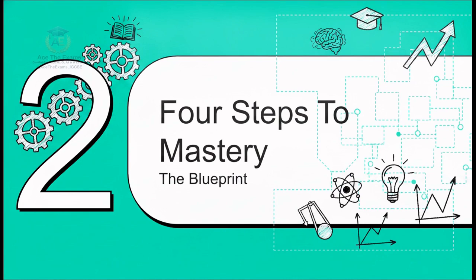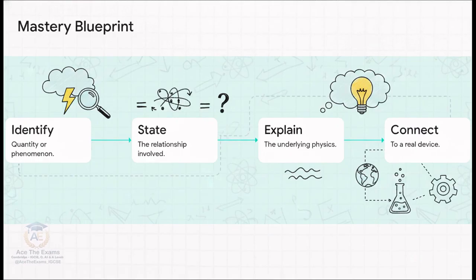Moving right along to Section 2, 4 Steps to Mastery, the Blueprint. Let's see how this application-first mindset actually builds our primary tool for exam success. This right here is your ultimate 4-step blueprint. And what's really cool about this is how it guides you from just recognizing a problem to firmly connecting it to a real-world experiment. First up, you identify the physical quantity or phenomenon.